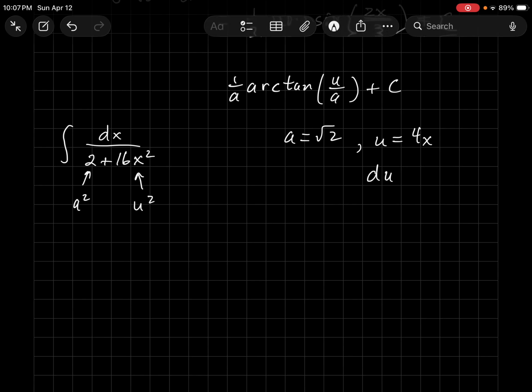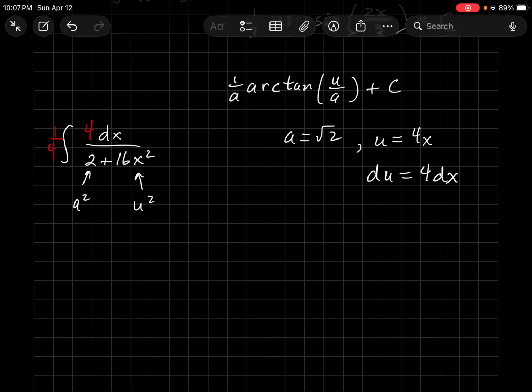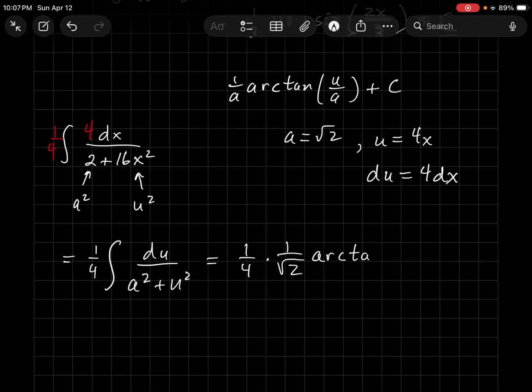Now let's do the u-sub. du is 4 dx. We need a 4 to fix it, and a 1/4 on the outside as well, giving us 1/4 the integral of du over a squared plus u squared, which is 1/4 times, now with arctan we have that extra 1 over a, so 1 over root 2, and then the arctan of u over a, plus our constant of integration. And I'll leave it just like that.